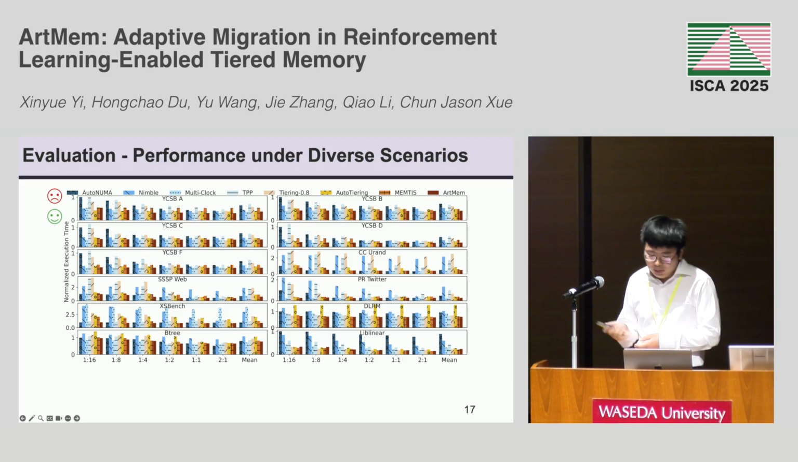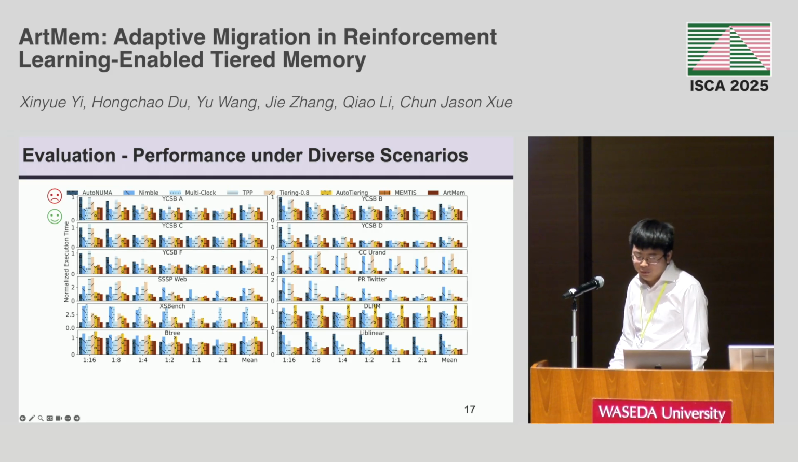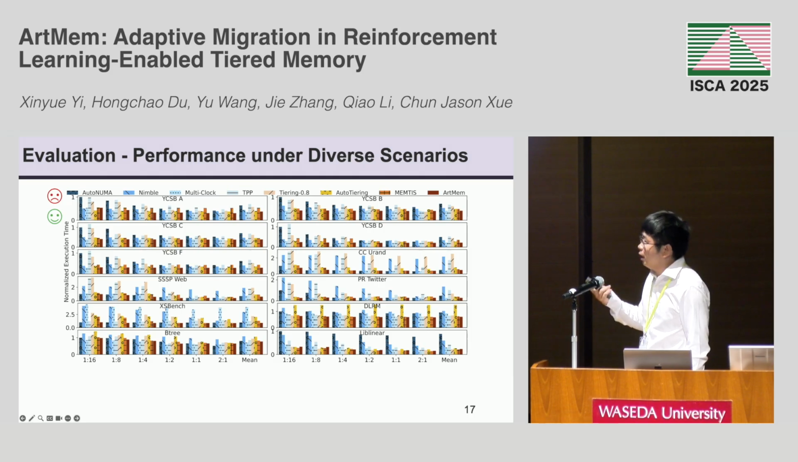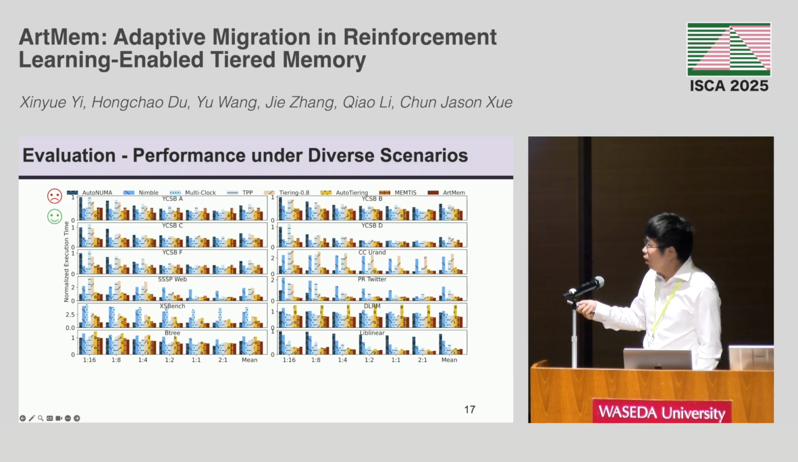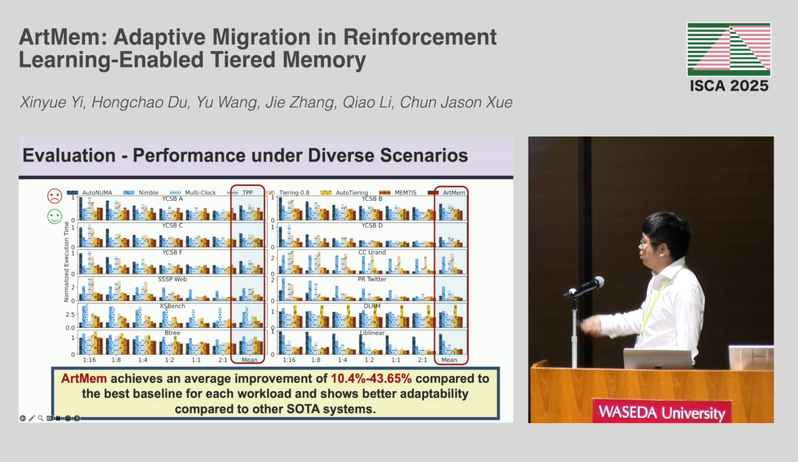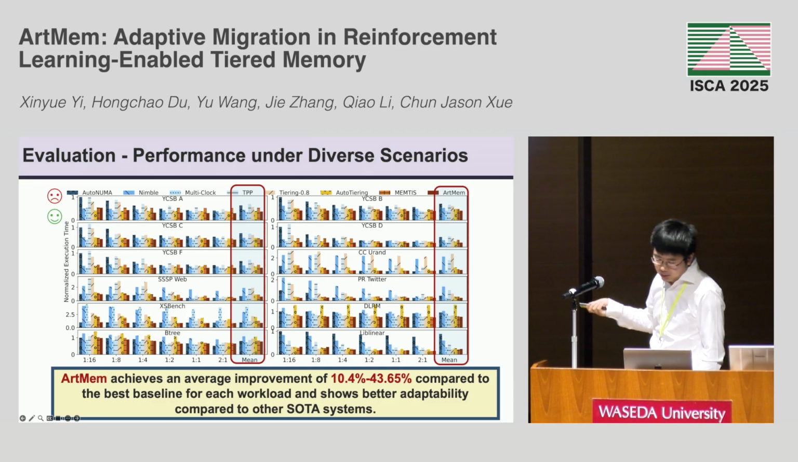And this is our main performance result. The graph shows execution time normalized to ArtMem at the 1:16 ratio, so lower is better. ArtMem achieves remarkable performance across different memory ratios. It performs best or second best across all cases. Most importantly, ArtMem achieves an average improvement of 10 to 44% compared to the best baseline for each workload, and shows better adaptability compared to other SOTA systems.